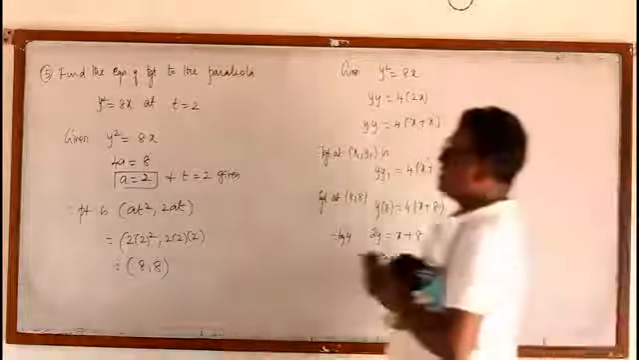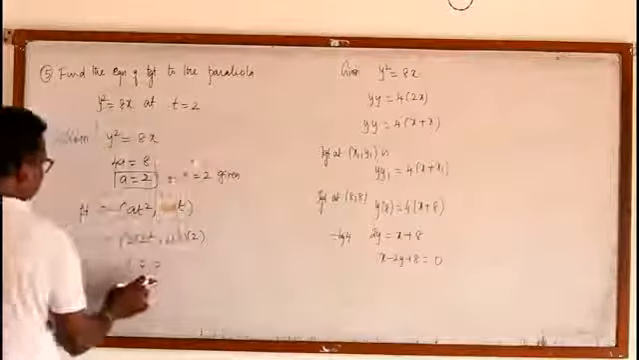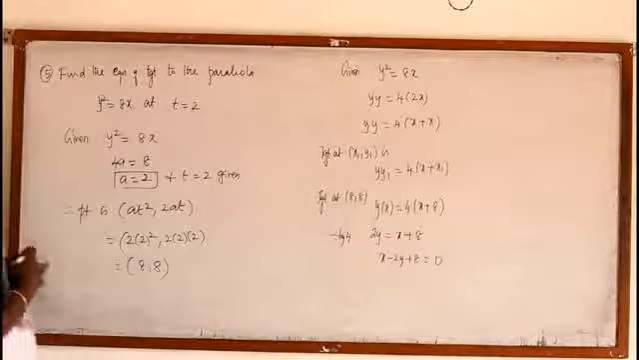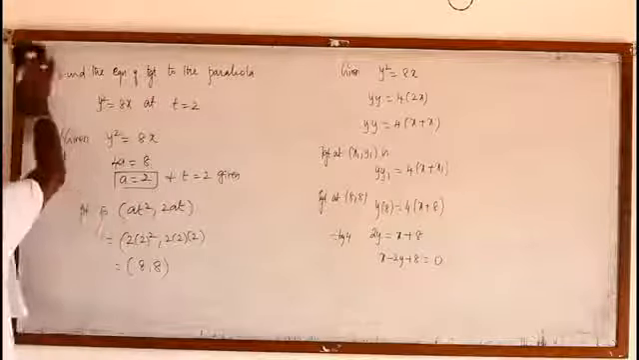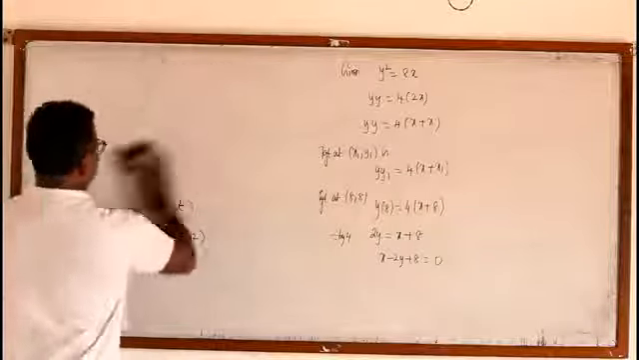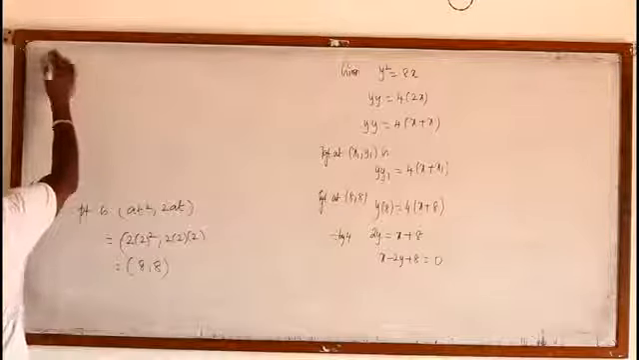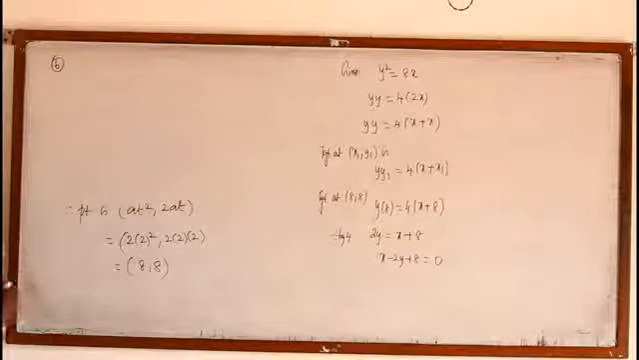So this is how we can do it. If I know the point, I can split the equation and then write the equation of tangent because they are in need of only one tangent. This is problem number 5. Now we shall go for problem number 6.